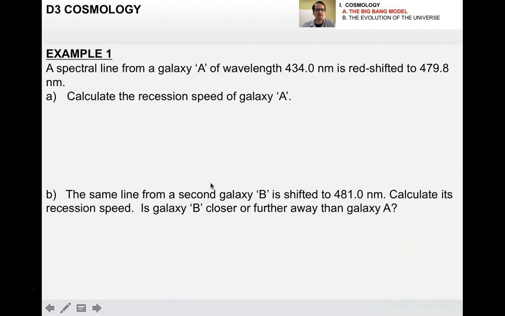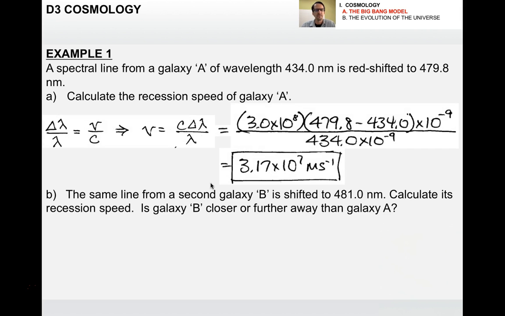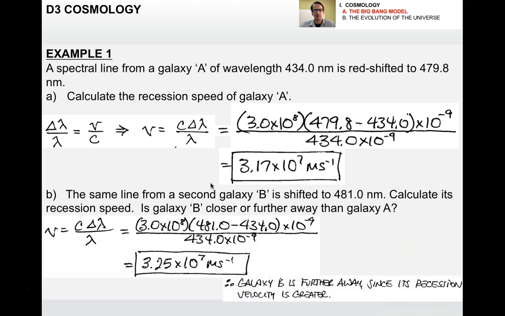Try this example on your own. I have a spectral line from galaxy A of wavelength 434 nanometers. It's redshifted to 479. What's the recession speed of galaxy A? Well, pretty simple problem. You just use delta lambda over lambda equals v over c. Solve for v. The same line from a second galaxy is shifted from 434 to 481. Calculate its recession speed.